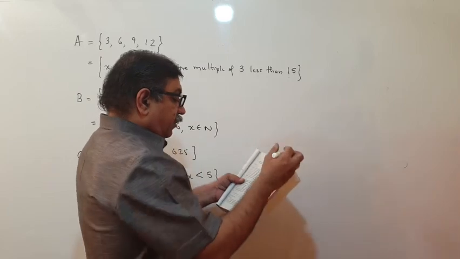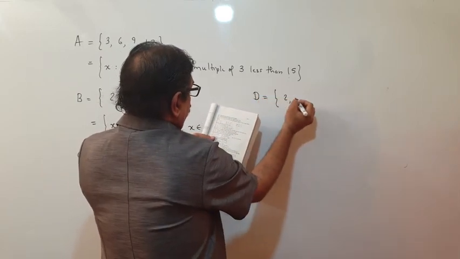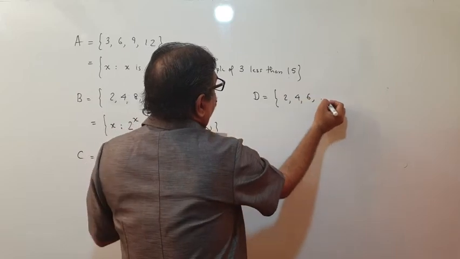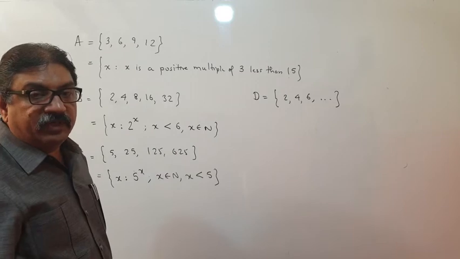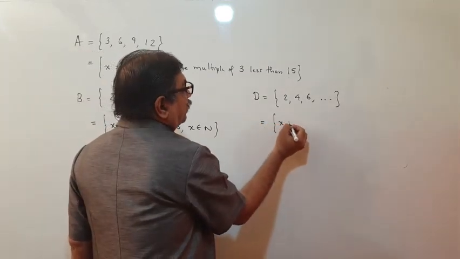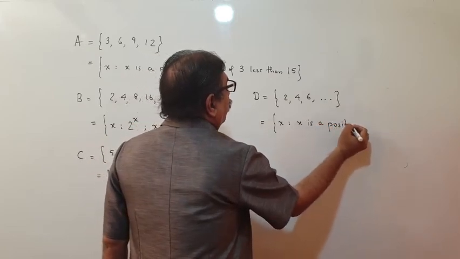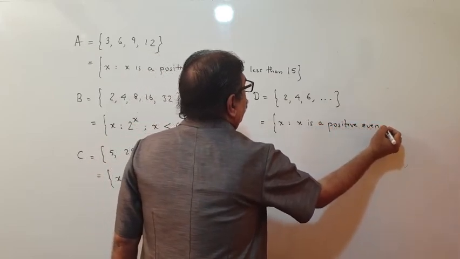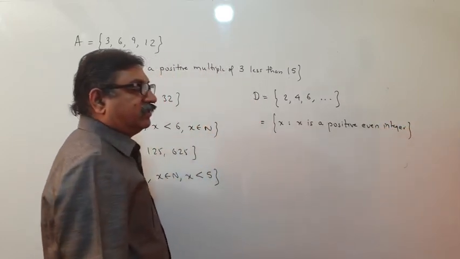Then we are having, supposing set D like this: 2, 4, 6, 3 dots. So these are all positive integers continued. So I will write X such that X is a positive even integer, like this.